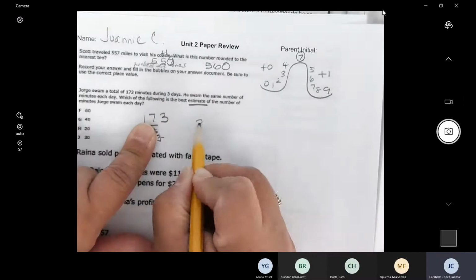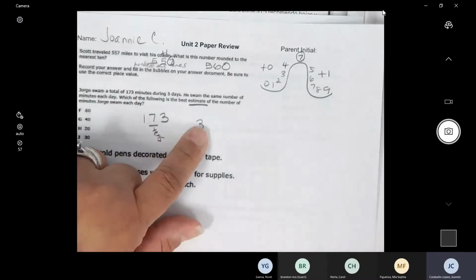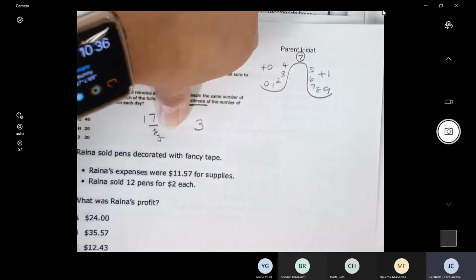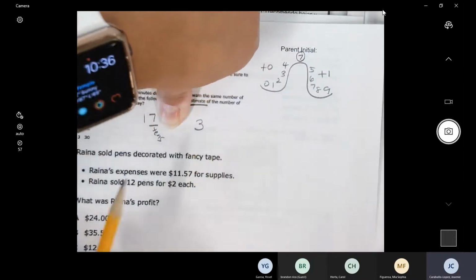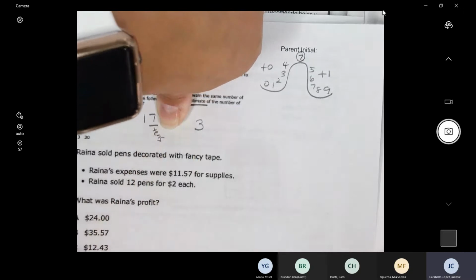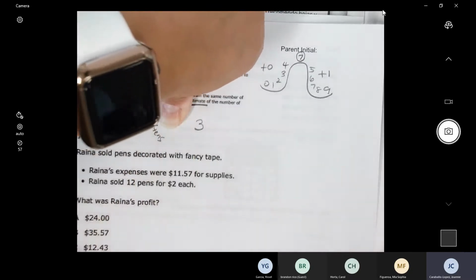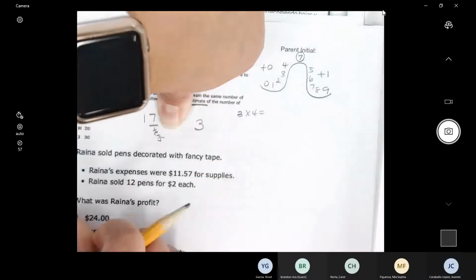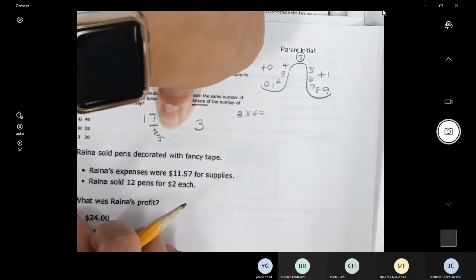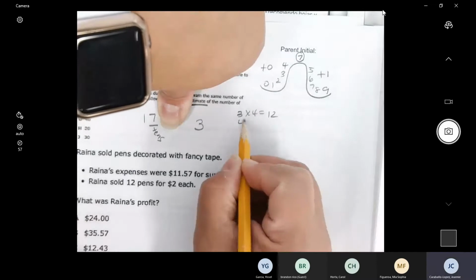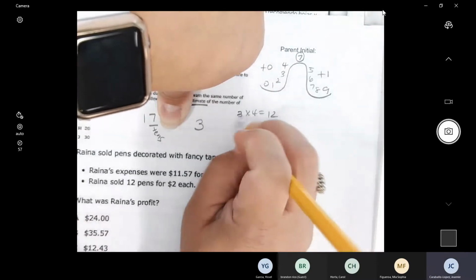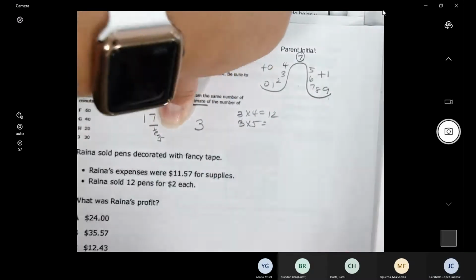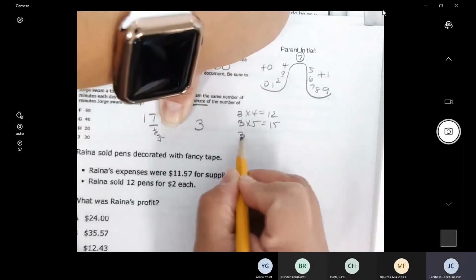But since I have to divide it by 3, I'm going to look at the multiplication table, and I'm going to ignore this 3 right here, and I'm going to look for a multiple of 3 that is close to 17, but not less than 17. So let's see, what is 3 times 4? 12. You get 4 times 3, it's the same thing, guys. All right, what is 3 times 5? 15. And what is 3 times 6?